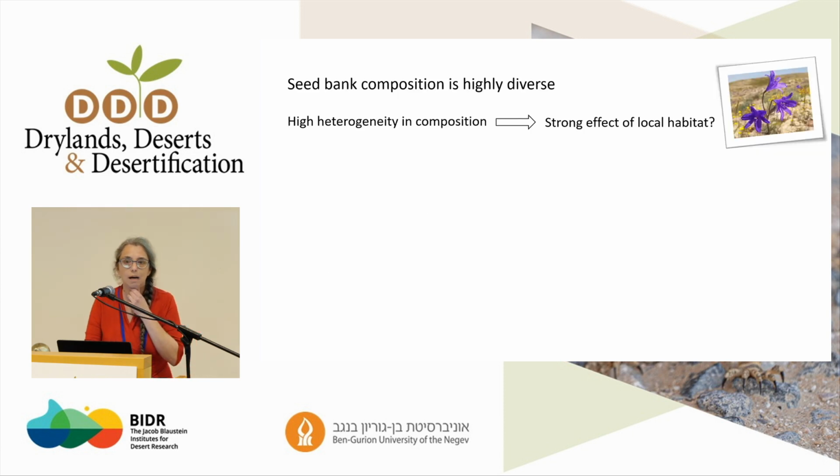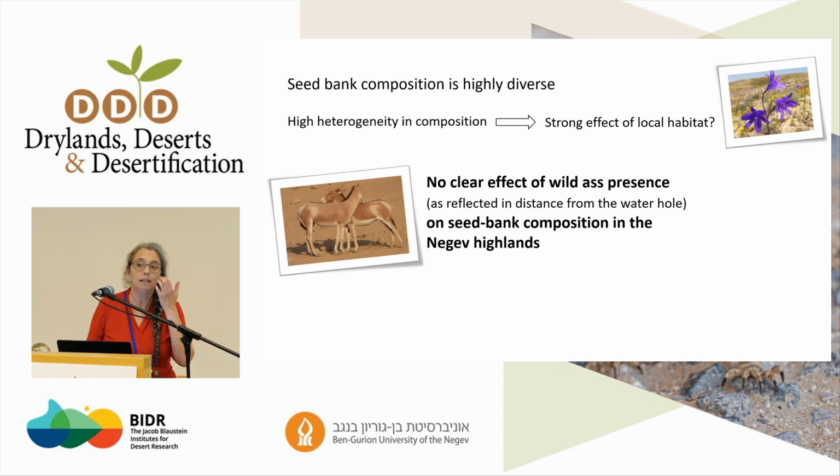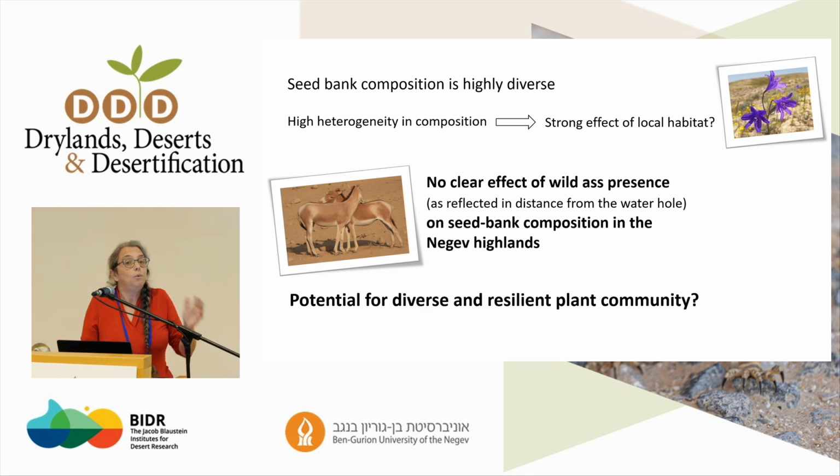If I just want to sum up what we found till now, the seed bank composition is highly diverse. This is maybe not a surprise. And it's probably mainly affected by very local habitat conditions. And from a conservation point of view, which is why we are gathered here today, the major thing that we found is that there is no clear effect of wild ass presence on the seed bank, as reflected in distance from the water holes, which may suggest that the plant community in our area is actually pretty resilient to the presence of wildlife, at least potentially.